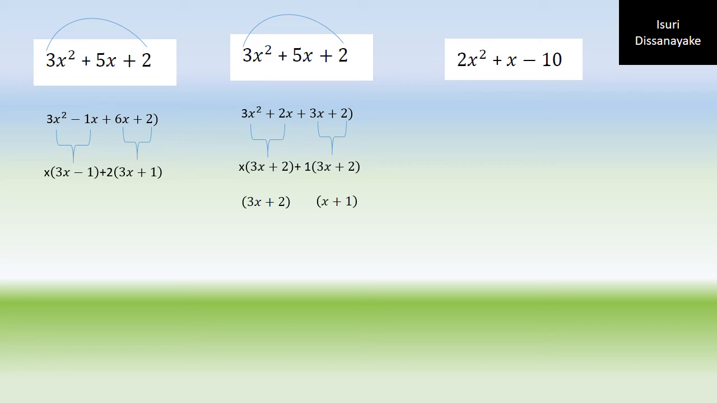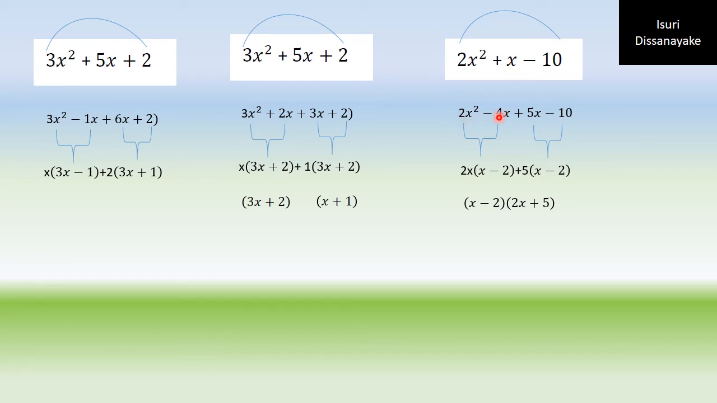Next, 2x squared plus x minus 10. Now what are we going to do? We have to add and take plus 1, multiply and take minus 20. So you have to add and take plus 1 and multiply and take minus 20. So we are going to pick minus 4x plus 5x. Minus 4x plus 5x gives you plus 1. Minus 4 times 5 gives you minus 20.